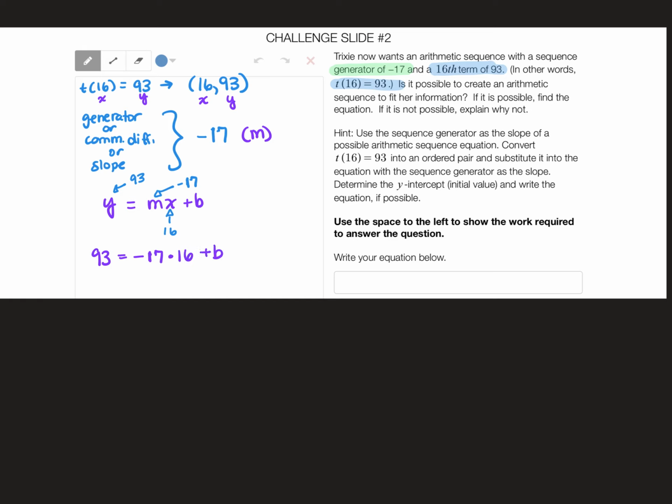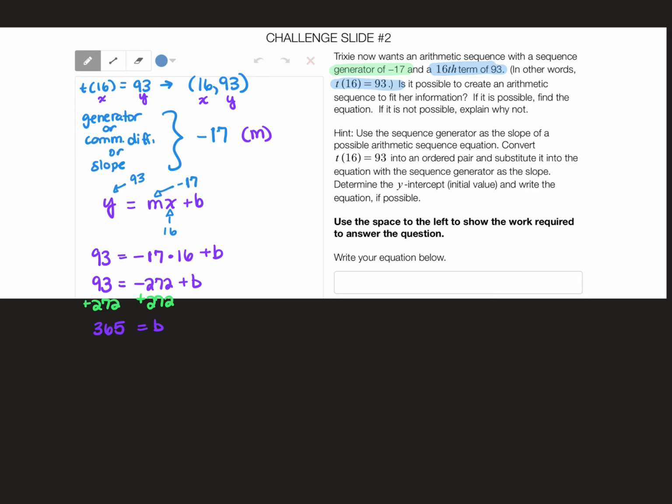Now, you're probably going to need your calculator for this. So we're going to have 93 equals -17 times 16, which is -272, plus b. And now it's just a matter of adding 272 to both sides so that you can get b by itself. So 93 plus 272 is going to be 365. So 365 is our b term.